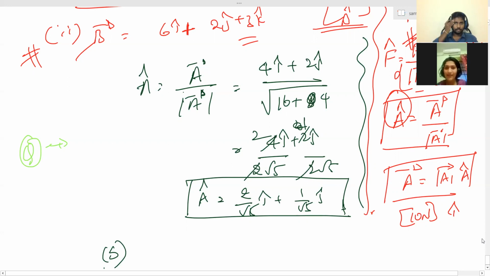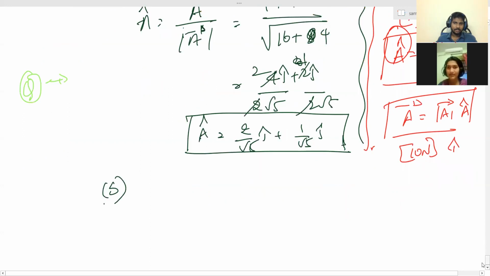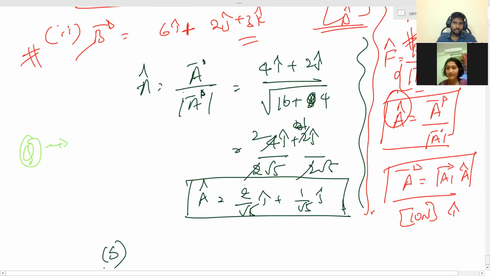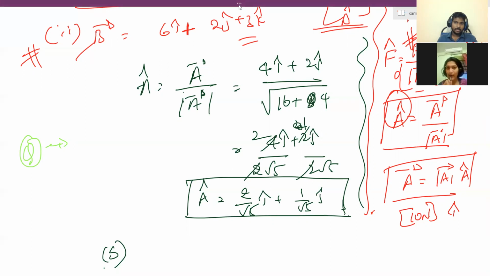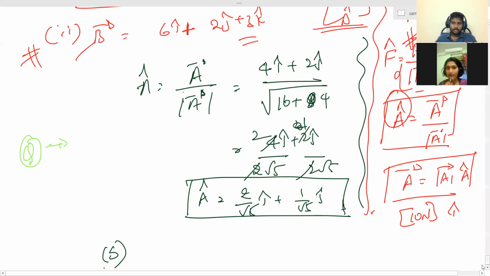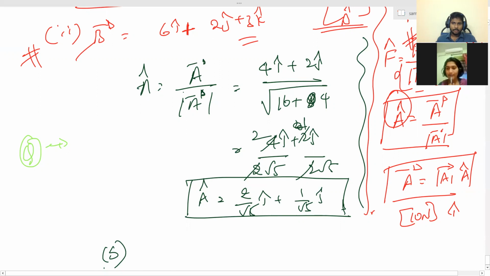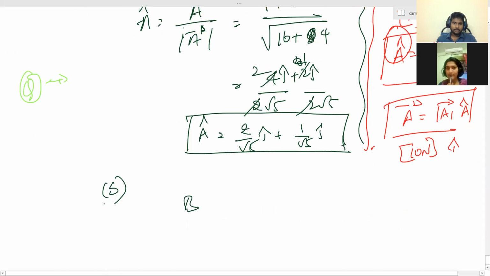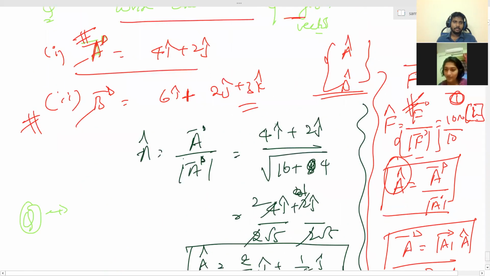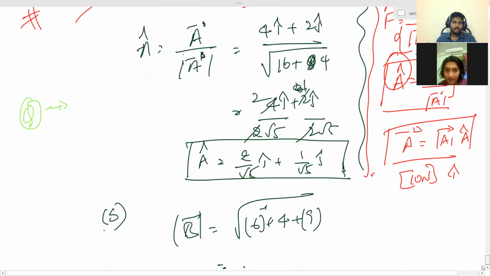So 11 by 7. Let me check here. By 11 by 7 magnitude, let me check. Root over 6 square, 2, 3. Okay, the magnitude is how much? B magnitude is root over 6 square, 36, plus 2 square, 4, plus 3 square, 9. 36 plus 4, 40, 49.